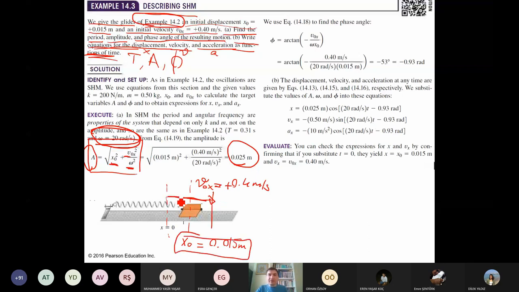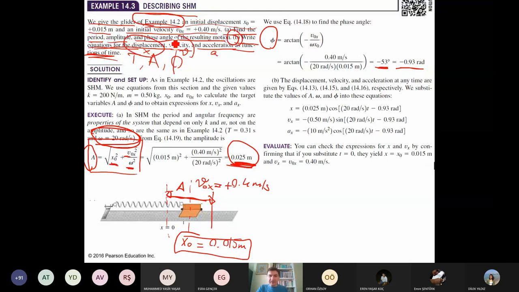And what about the phase angle? It is given with arctangent of minus v zero x over omega x zero. Just put all the numbers here, then you can calculate minus 53 degrees. This is the phase angle, or you can write it in radians, minus 0.93 radian. So what about the second part of the question? Write the equations for displacement, velocity, and acceleration.